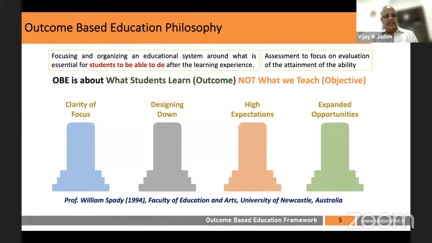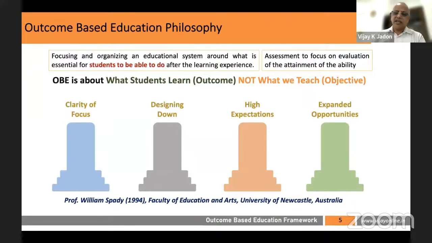Then designing down, the second pillar, means you have to design everything on the basis of the focus that we have first listed down. We have listed down some of the outcomes. Then designing down means after that we have to come down. We have to find out how many subjects we have to teach, how many practicals, what the teaching-learning process would be, what the pedagogy would be, what the assessment would be, how the assessment would happen, and how the attainment will be evaluated. So everything is to be done after the clarity of focus, and it should reach the bottom starting from the top. So that's the designing down approach.